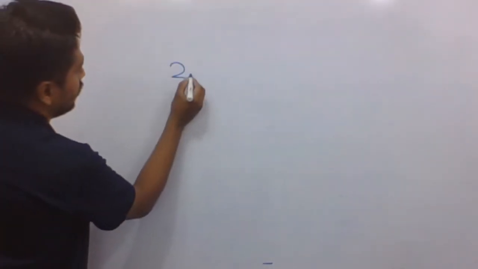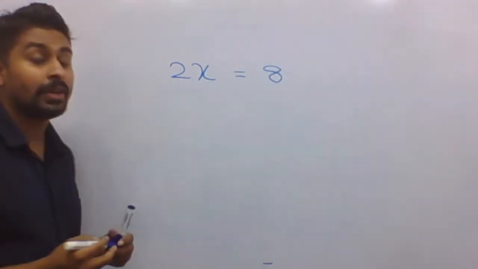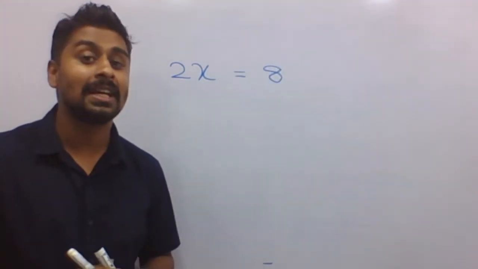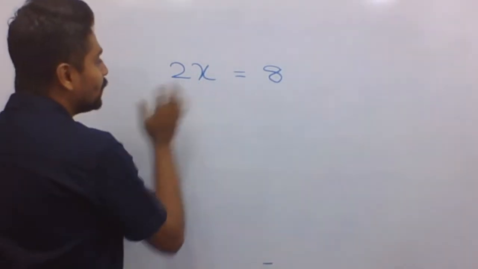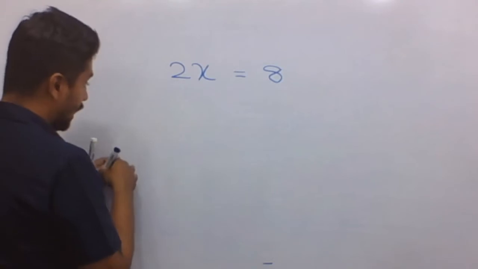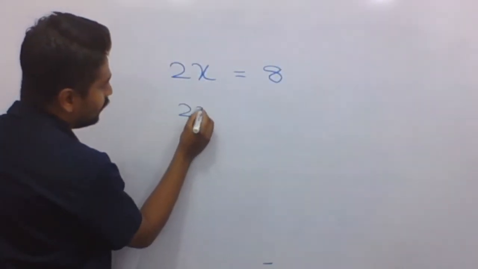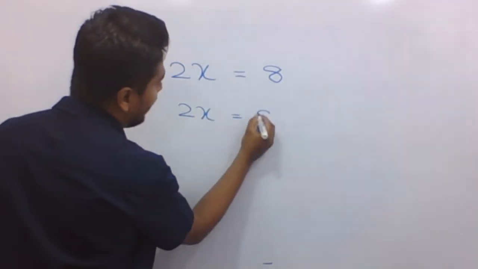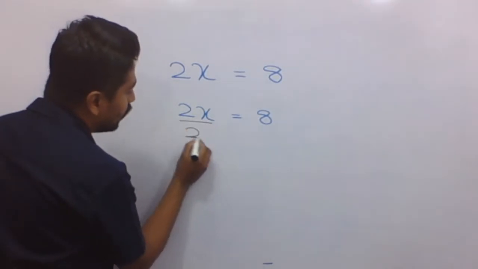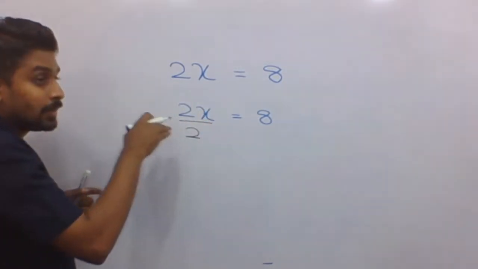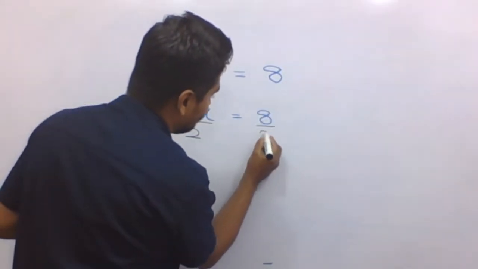Look at 2x equals 8. I need to find what? The value of x. Solving an equation means what? Find the value of the unknown term. You know that. So to remove this one, what am I going to do? Again, I will write it here because this is the printed question. 2x equals 8. So to remove this one, I am going to divide both sides by 2. Then only it cancels, no? If I do something to this side, I have to do the same thing to the other side also.